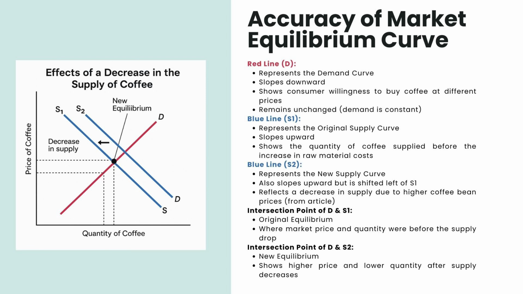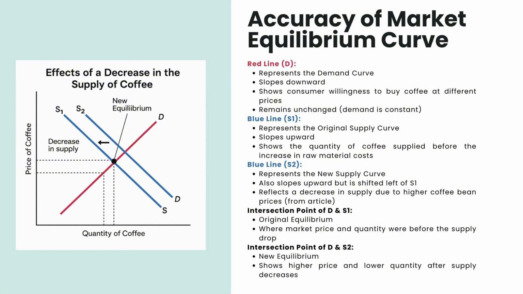The blue line labeled S1 is the original supply curve, but after the cost of production increases, supply drops, and we get a new curve, S2, which is shifted to the left. Now, if you look at where S1 and D intersect, that was our original equilibrium, meaning the original price and quantity.